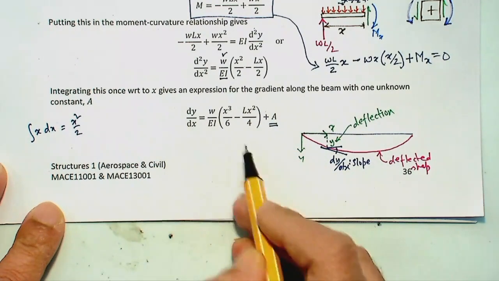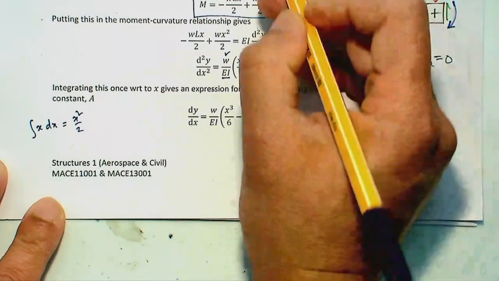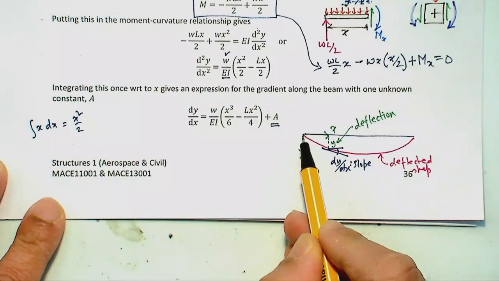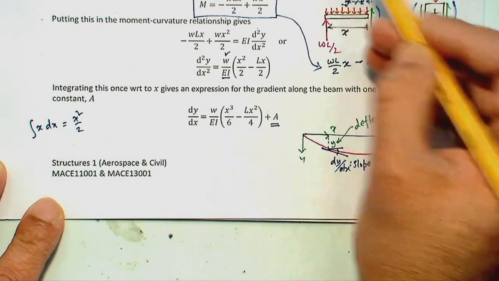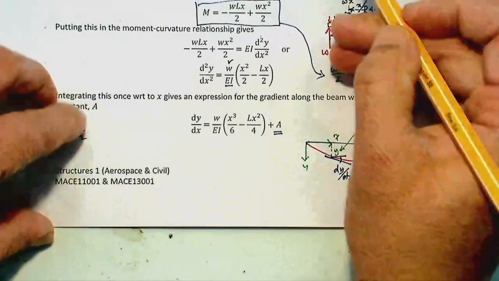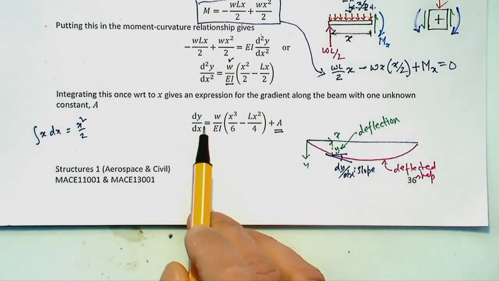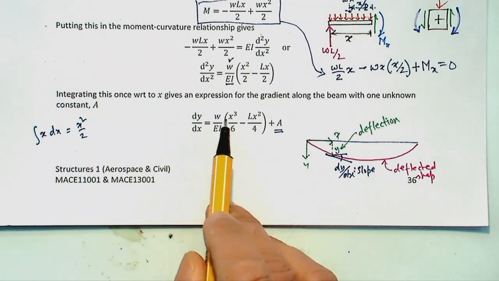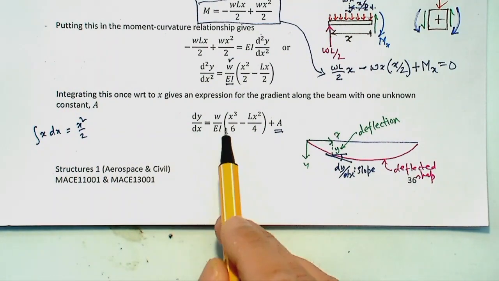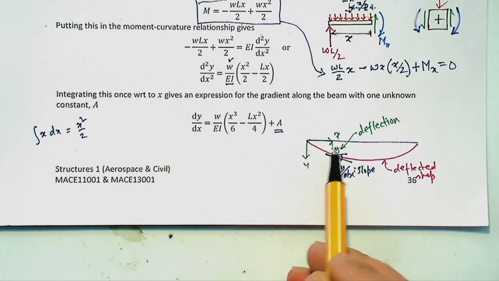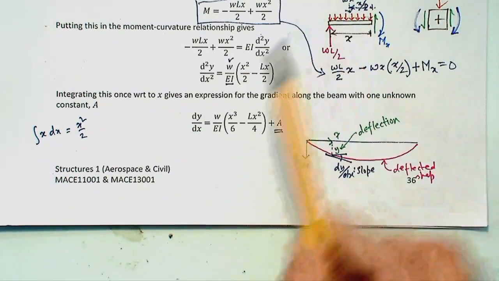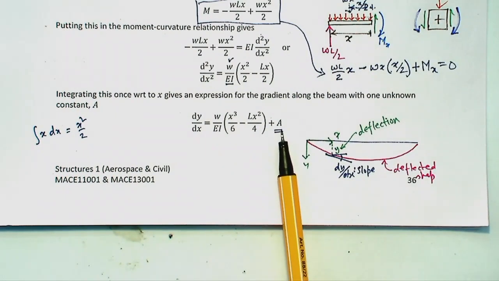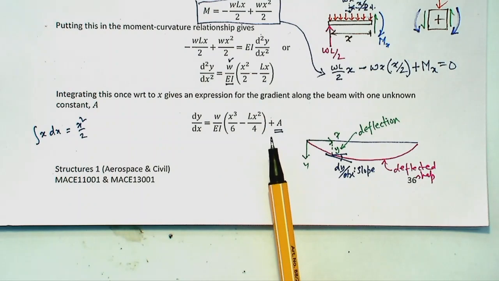So the slope of this beam, if it deflects under the load, would be this expression, W over EI. So it will depend on the load. If the load intensity is more, the slope at any point would be more as well. It will also depend on x, which means where you are calculating the slope, and also on some integrating constant whose value we do not know yet.